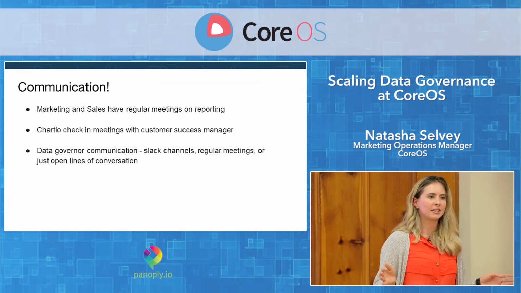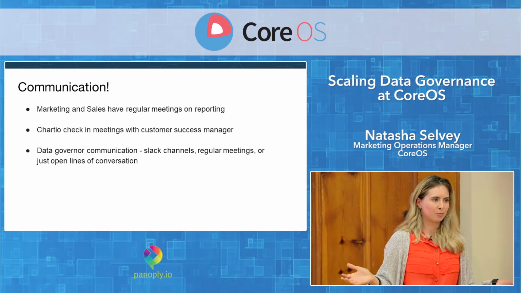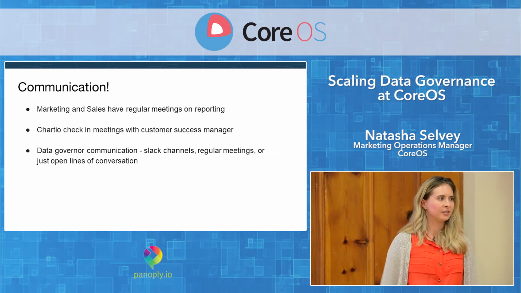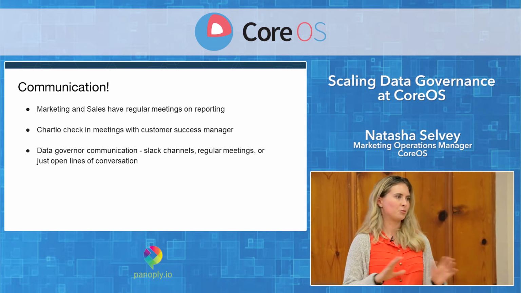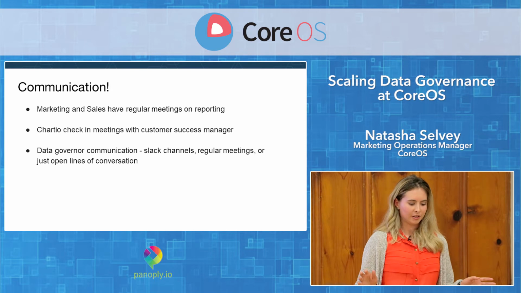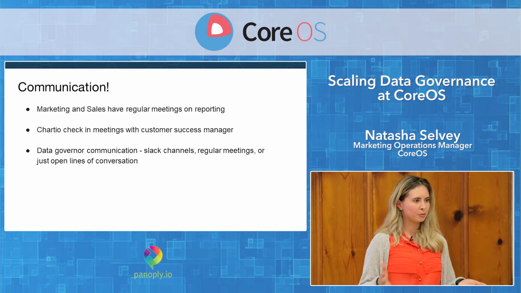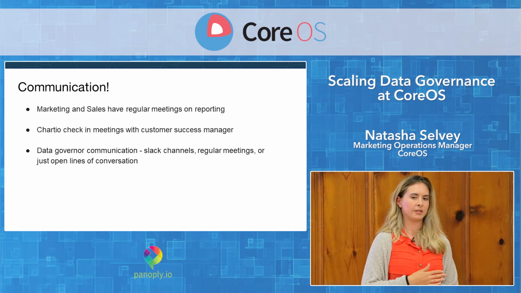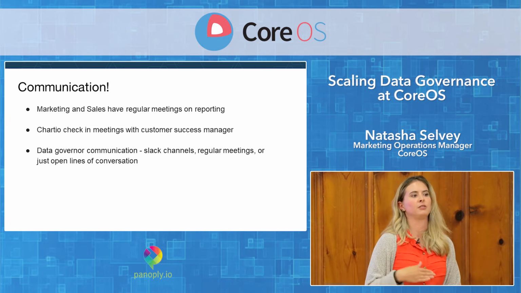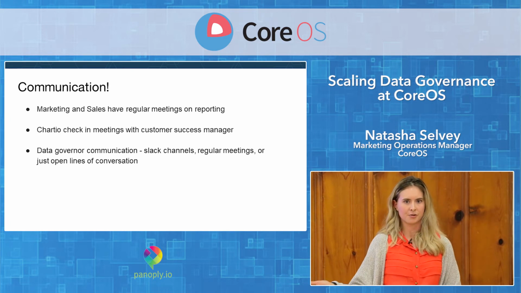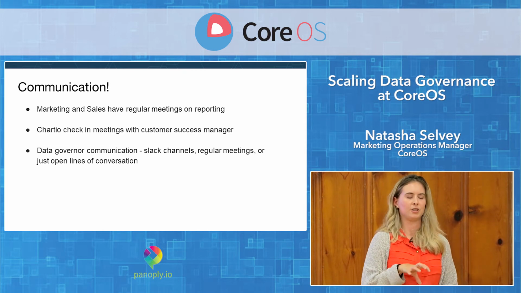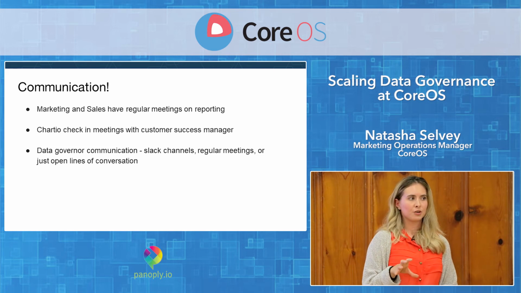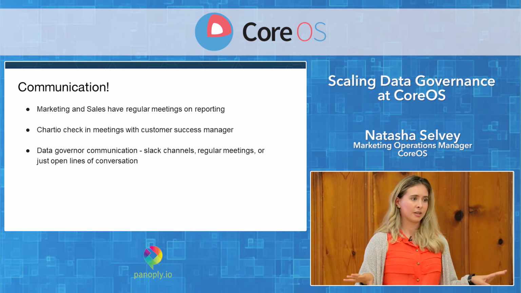Okay, and then the last way I'm hoping we'll accomplish all this is communication. That might sound a little silly, but I honestly think this is going to be the most important thing for us. CoreOS is a smallish company, but we are across several time zones. We have offices in San Francisco, New York, and Berlin, and we're continuing to grow. Right now, all of our data governors are in San Francisco, but I don't expect this to continue much longer. So we need to be communicating all the time and be very effective about that communication.